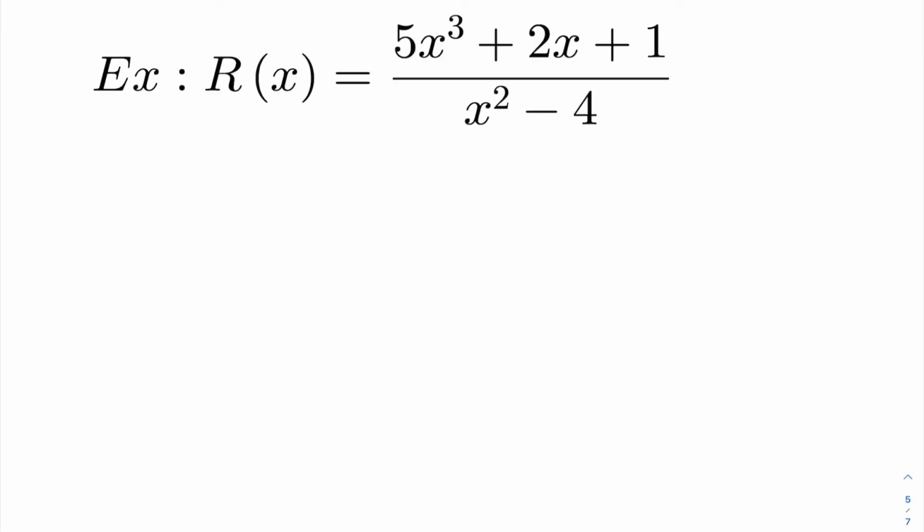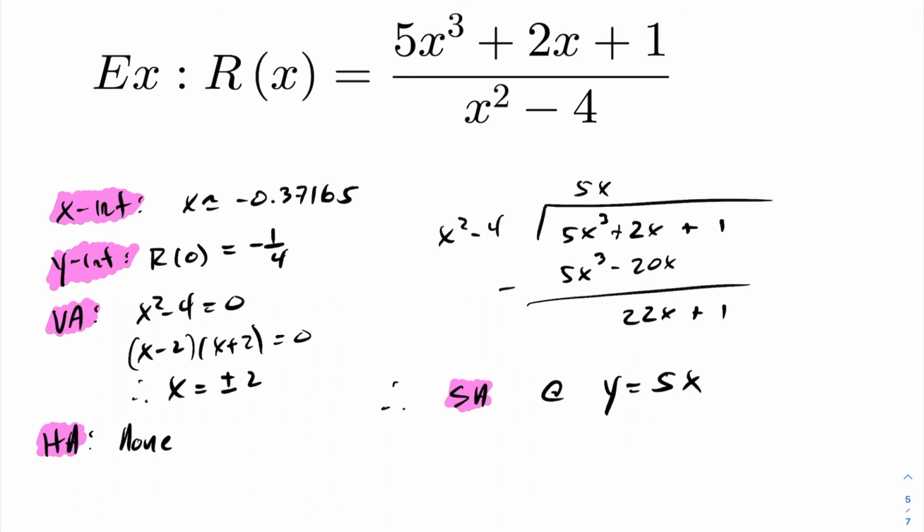All right, let's take a look at the next example here. Again, same sort of situation. The degree of the top is 3, the degree of the bottom here is 2. So you have the possibility of a slant asymptote here. So let's go ahead and find all the characteristics of the rational function that we know so far.